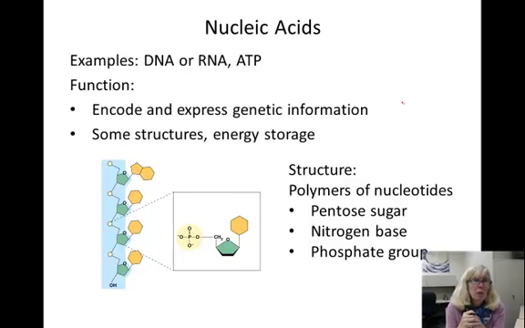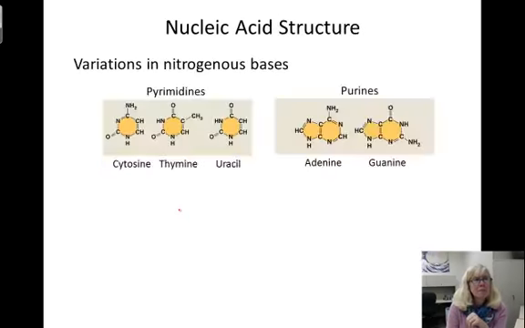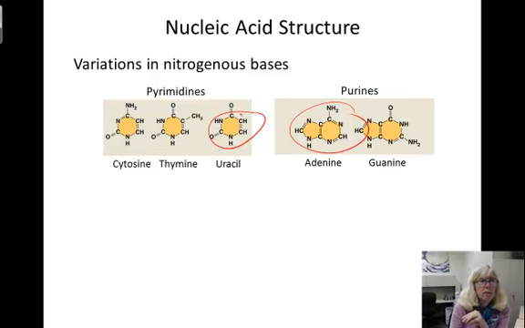The structure of the polymers are the repeating monomers called nucleotides. Each one has a pentose sugar, one of 5 different nitrogen bases, and 1 or more phosphate groups. The 5 different nitrogenous bases are the source of genetic coding. You don't need to be able to draw them from memory, but you do need to know the difference between purines and pyrimidines. Notice that purines have 2 rings and pyrimidines all have 1.